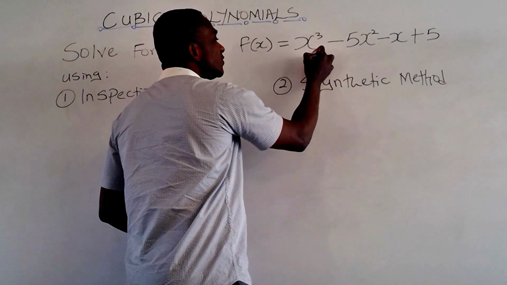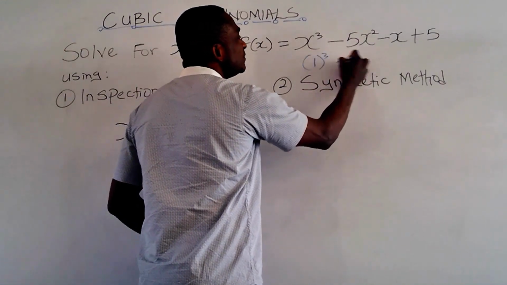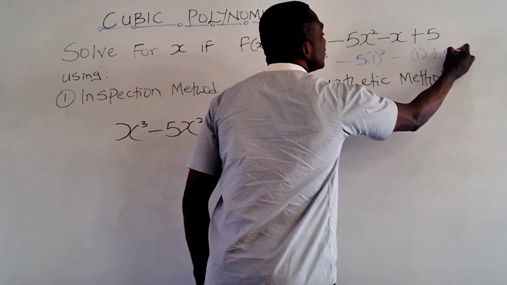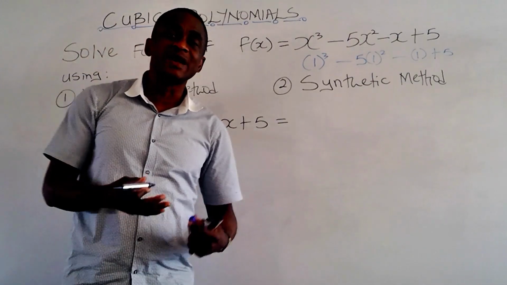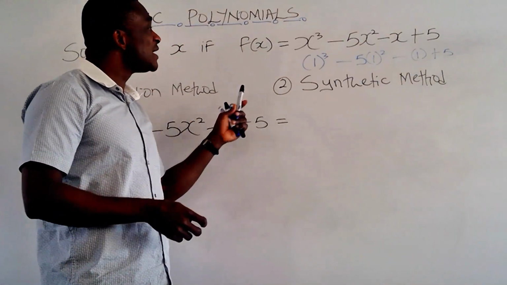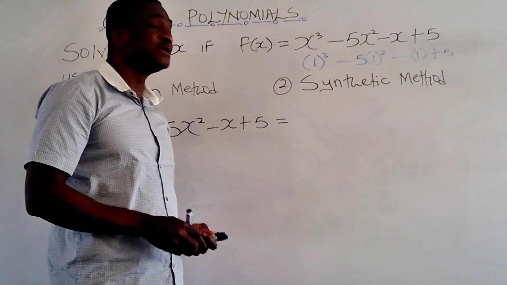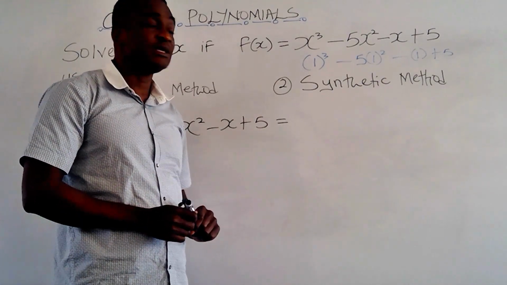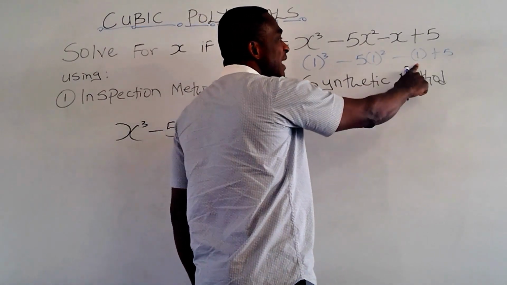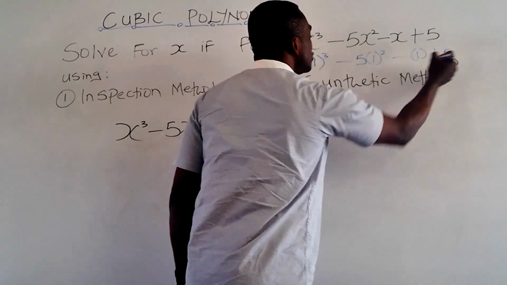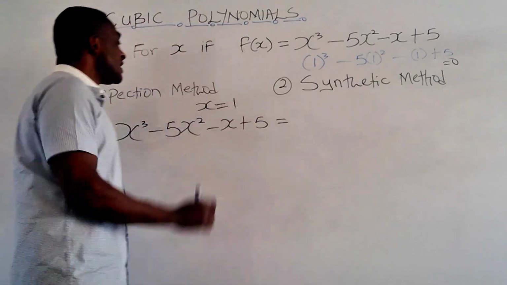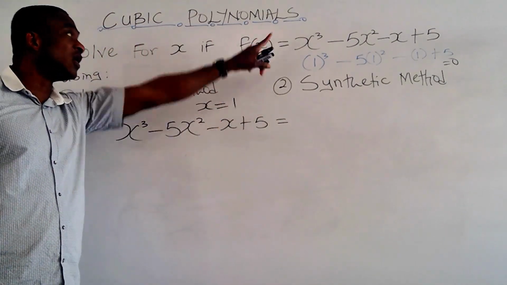If we go into this, let's try 1 cubed minus 5 times 1 squared minus 1 plus 5. Remember, you do random checks. You can try 1, 2, 3, negative 1, negative 2, negative 3. And any number you can sub in, and the whole equation gives you 0, is a factor of that expression or equation. So we have 1 minus 5 is minus 4, minus 1 is minus 5, plus 5 is 0. So x equals 1 is a factor. x equals 1 is a factor of that function.